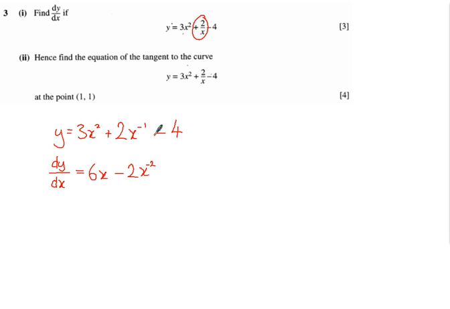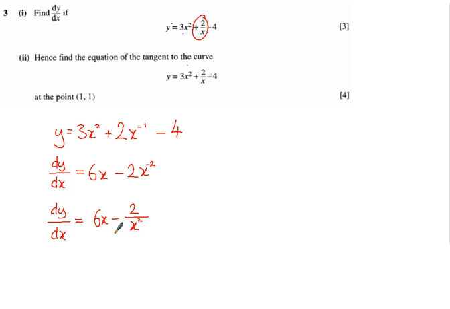What might be useful is to rewrite the negative index in fractional form. So it's 6x minus, notice the 2 has no power attached to it, so it stays on top, 2. It's only the x that's to the power of negative 2, so that means over x squared. Now, in any exam, you'll probably get your marks for this second line here. But to help us out later on when we use this gradient, it's easier to rewrite it back as a fraction.